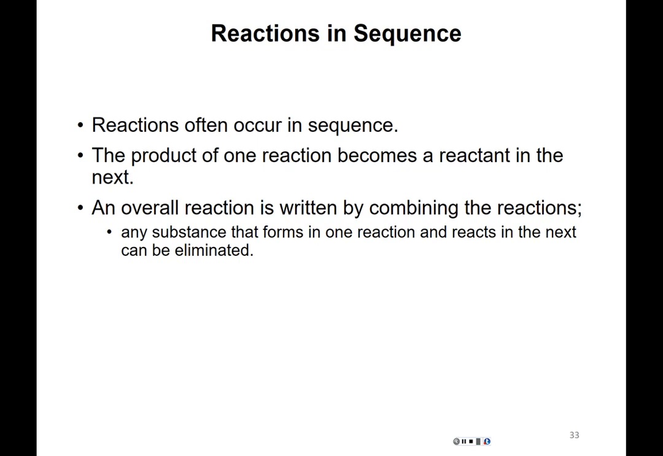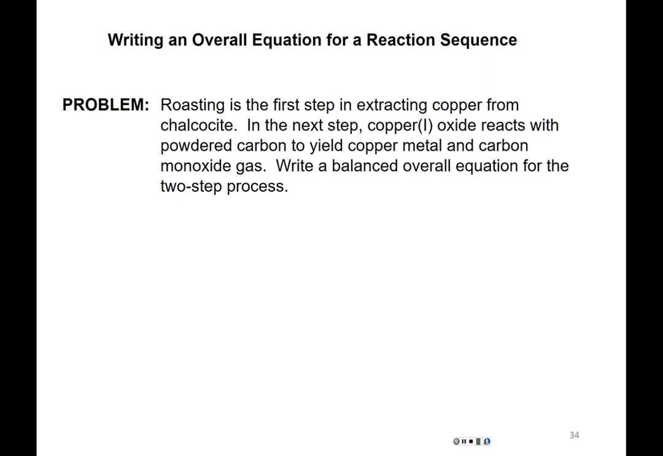And what happens is that if you have a substance that forms in one reaction and reacts in a subsequent reaction, you can cancel those out. They can be eliminated. So if something's the same on both sides of the arrow, it can be crossed out. And then you add up whatever's left. Right. So let's try going through this overall reaction for a reaction sequence.